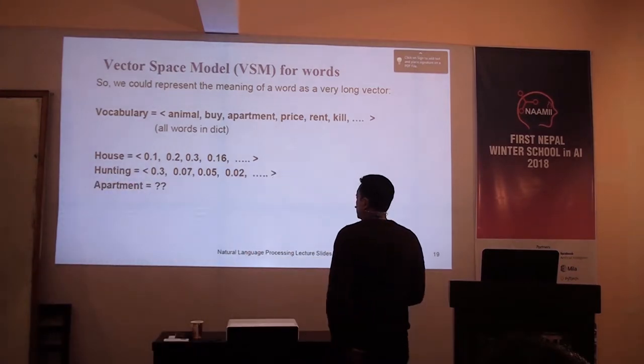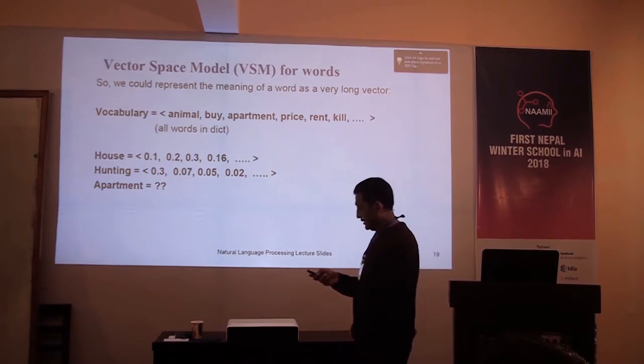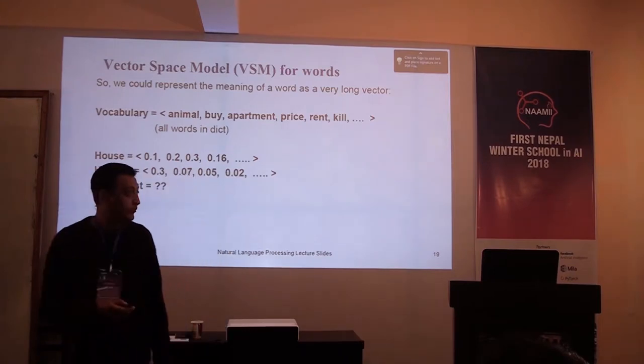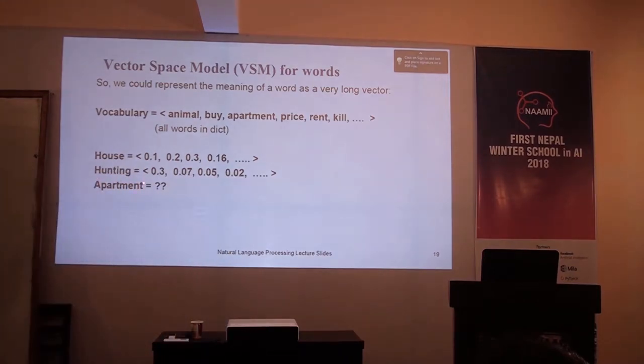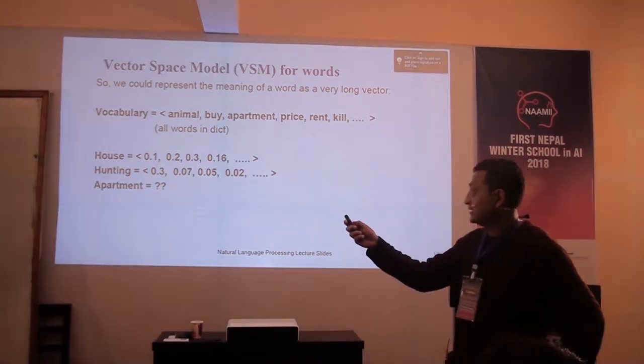So now let's say that we want to construct this. So now here's a simple experiment for you. What I want you to do is write down what you think this vector for apartment is going to look like, right? Okay, so here's my dictionary. And now I have normalized these counts such that they are unit length, let's say. Okay, so you have house, hunting, and so on. So can you now figure out what apartment should look like? Okay, can you write it down? So at some point, I'm going to ask one of you to write down the answer to this.